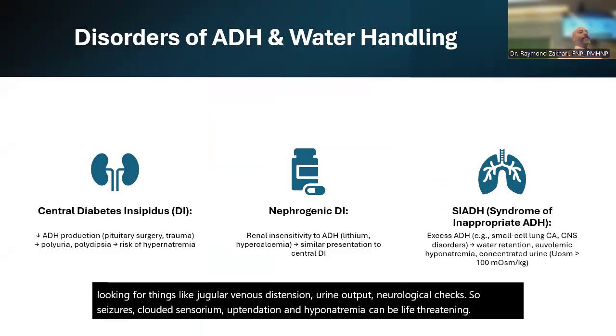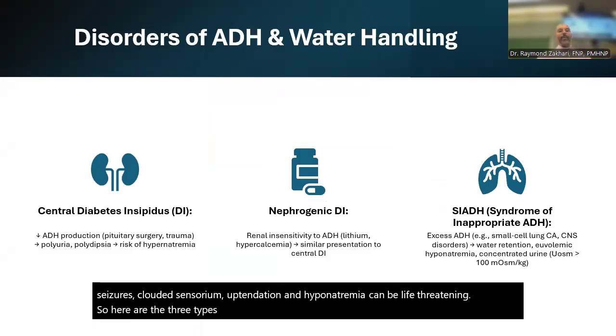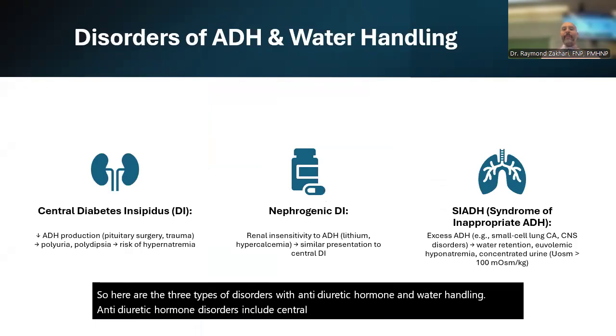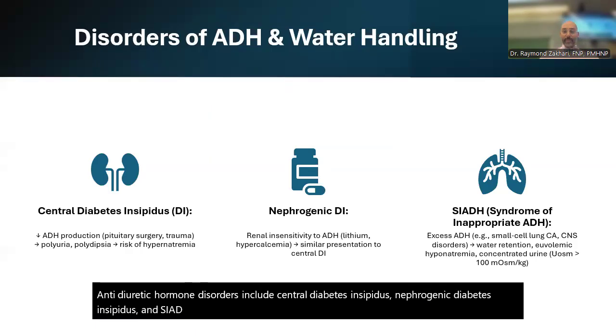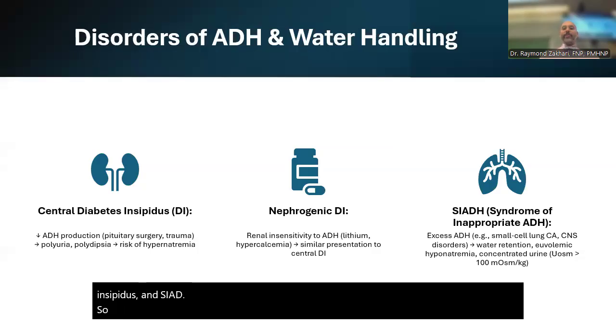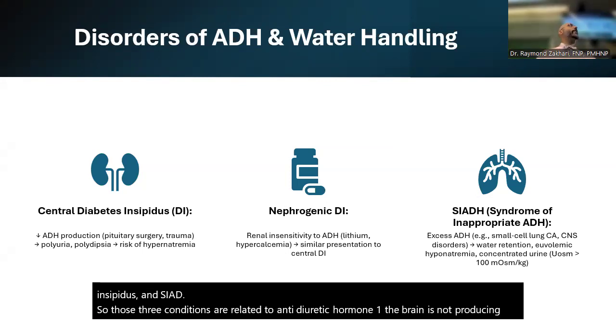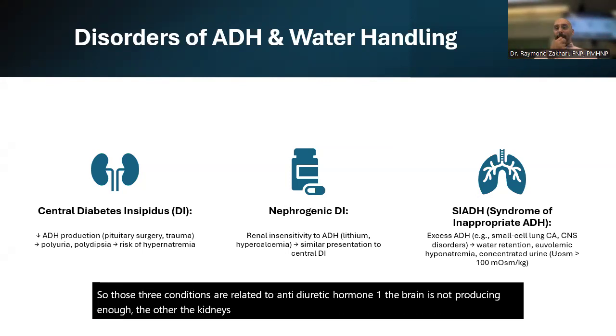So here are the 3 types of disorders with antidiuretic hormone and water handling. Antidiuretic hormone disorders include central diabetes insipidus, nephrogenic diabetes insipidus, and SIADH. So those 3 conditions are related to antidiuretic hormone. One, the brain is not producing enough. The other, the kidney's insensitive to it. And the other, we're making too much antidiuretic hormone.